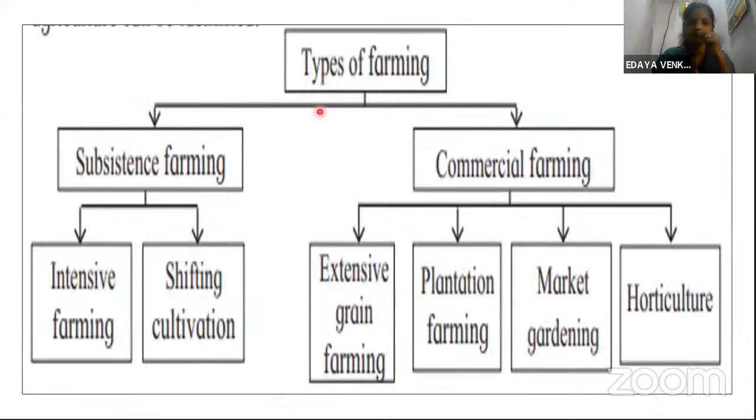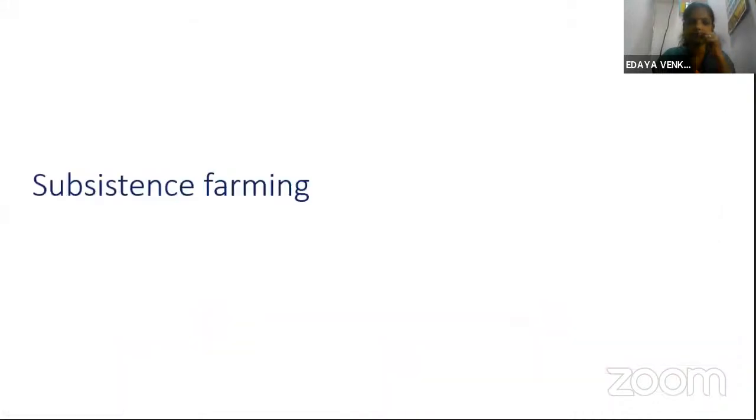Now, there are different types of farming. First one is subsistence farming. Under subsistence farming, intensive farming and shifting cultivation are included. The second type of farming is commercial farming. Under this, there are four categories, that is extensive grain farming, plantation farming, market gardening, and horticulture. So let's learn subsistence farming and commercial farming.